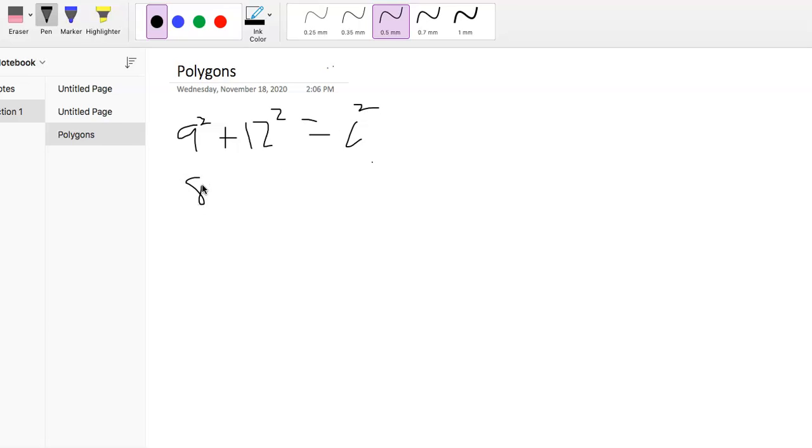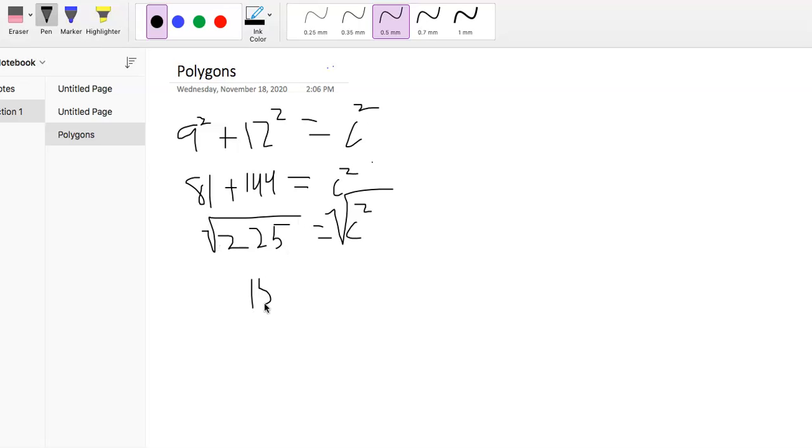9 squared is 81 plus 12 squared, 144. Just 12 times 12 is 144, equals C squared. Okay, and then from here, 81 plus 144 is 225. That's C squared, and then we just have to square root both of these to get rid of the squared. The square root of 225 is 15. All right, and that would be our answer. So that's how you do those.